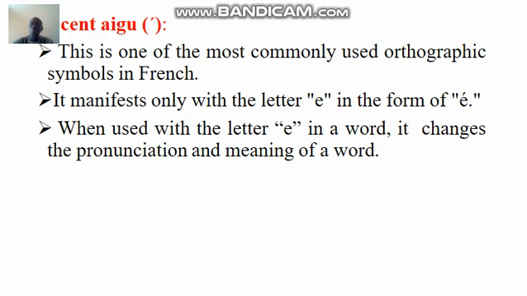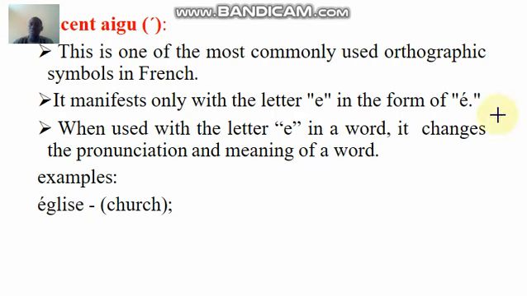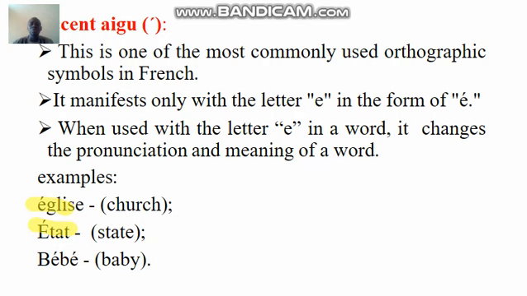the capacity of that word to change the meaning of a word, like I explained. Look at the example. We have, for example, this word. This is church, église. You have again État. This is the state, like État de Delta, État de Washington, Delta State in Nigeria, État de New York State. So you have bébé, that's baby.